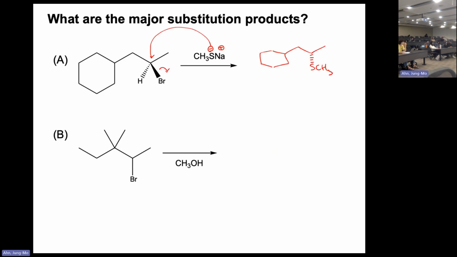That sulfur is the nucleophile, not the carbon, right? Not the sodium. This thiolate, the negatively charged sulfur, is the center of the nucleophile. It makes an attack and kicks the bromine out.